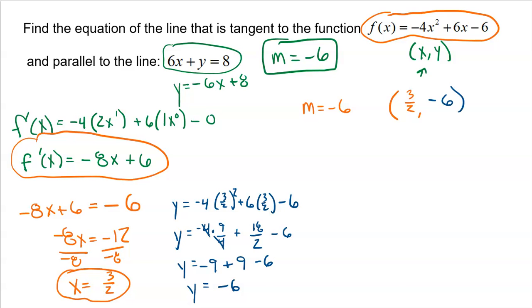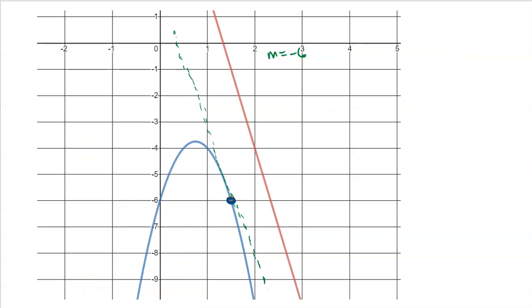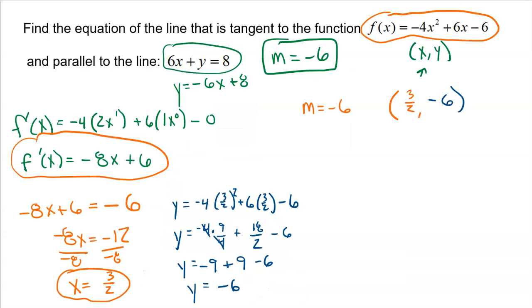So again, go back to that graph. Right here is my point of tangency, and it happens at an x value of 1.5 or 3 halves, and it happens at a y value of negative 6. There's my point of tangency. So I was a little bit off when I drew my picture. I'll try to make it a little bit better this time. And there it is. So there is my line that is parallel to the red line and tangent to the given function. So now I just got to figure out what that line's equation is.